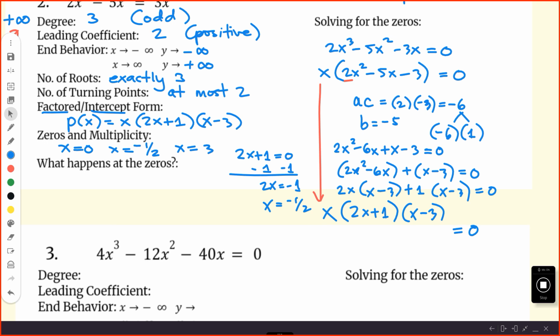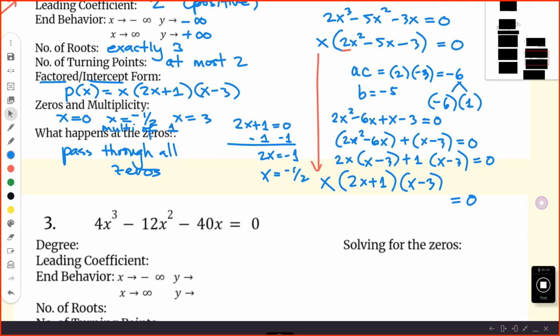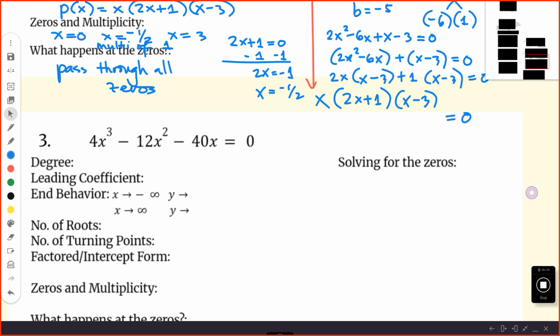Now, what is the multiplicity of all? It's just going to be 1, right? Because all of the zeros just repeated once. And we know that the total number of roots is 3. So if we add this, 1, 2, 3. Okay? So multiplicity of 1. And so we say pass through all zeros. Any question? Okay, so last example. Last example for the notes.